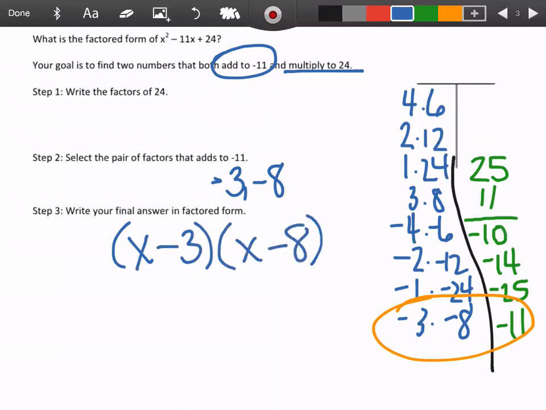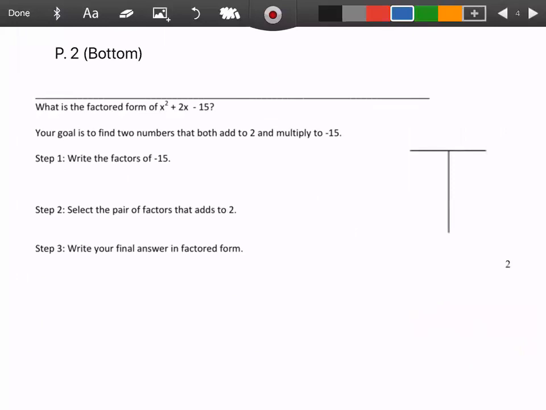Okay, we're going to go through 2 more. The next one we're going to do together, we're going to skip the middle one on page 2. I would like you guys to do that one on your own. But the bottom of page 2, we have x squared plus 2x minus 15. It's the first time we had a negative number that we needed to multiply to. We need to add those numbers to get 2.